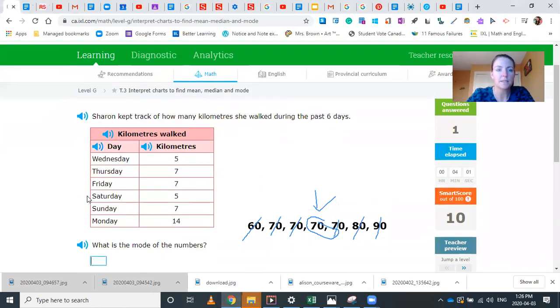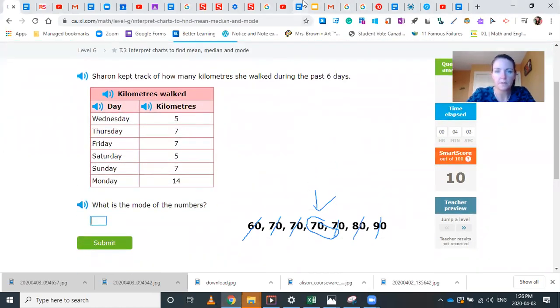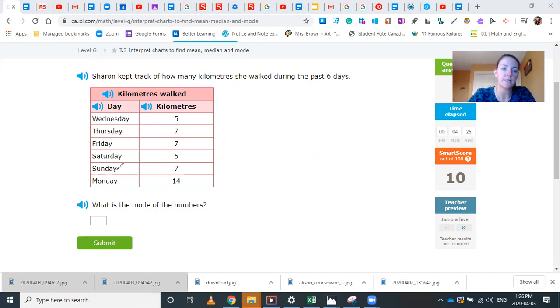All right, let's have a look at this one. Pause, see if you can do it yourself. Keep watching if you still need another go to understand. The question reads, Sharon kept track of how many kilometers she walked during the past 6 days. Kilometers walked, from Wednesday, Thursday, Friday, Saturday, Sunday, Monday, and how many kilometers she walked on those days. So Monday was a very healthy day for her.